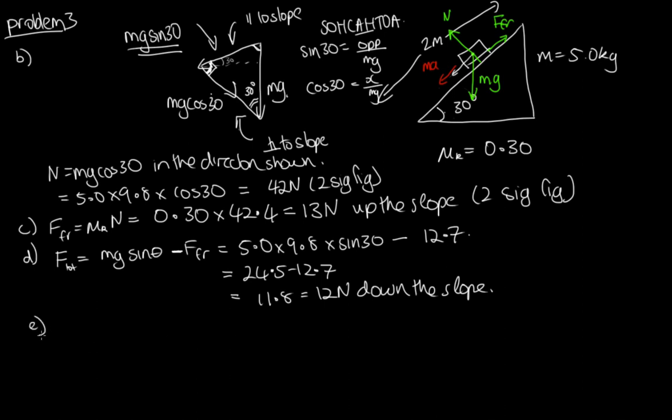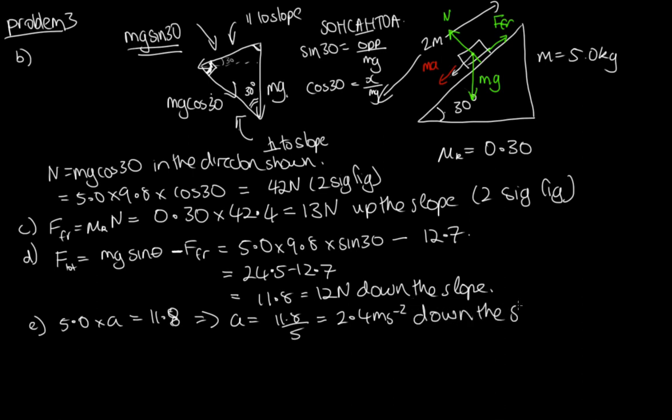Now part E says calculate the acceleration of the block. So just using Newton's second law, we know that ma is equal to this net force. So 5.0 times the acceleration is equal to the 11.8. And so this tells us that the acceleration is equal to 11.8 on 5, which is equal to 2.36 or 2.4 meters per second squared to two significant figures, and acceleration's a vector, so we better give a direction, down the slope.